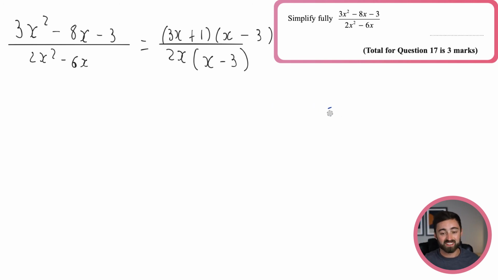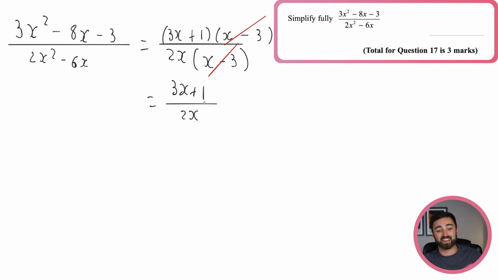So you can see that was maybe a bit cheeky there. That was kind of the exam technique. But it's only going to simplify if one of the brackets is the same. So at this point, we're good. That cancels, and I'm going to be left with 3x plus 1 over 2x, which is a lot nicer than that.